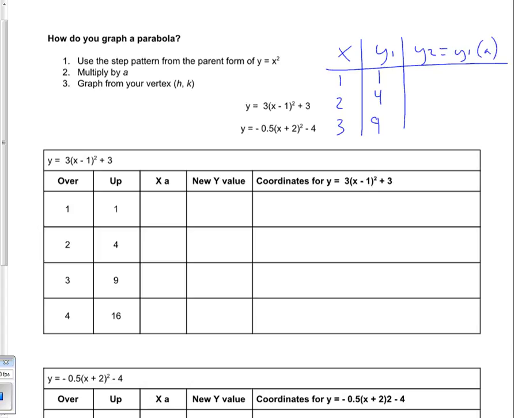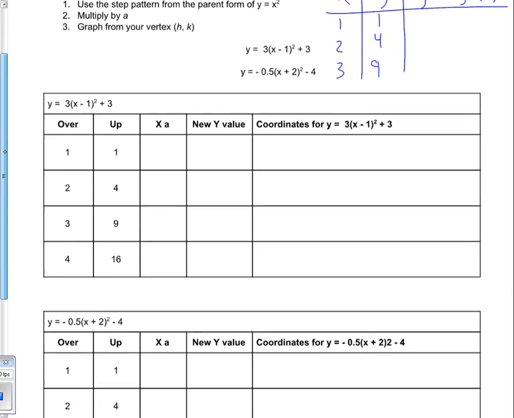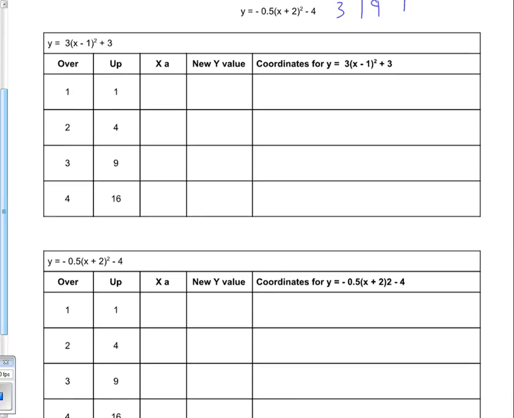For example, I'm not going to give you the coordinates for this piece, but we know that our a value is actually 3. So the a value equals positive 3. That means we're going to multiply each of the y1 values, which are right here, by 3. So 1 times 3 is 3, 4 times 3 is 12, 9 times 3 is 27, and 16 times 3 is 48.